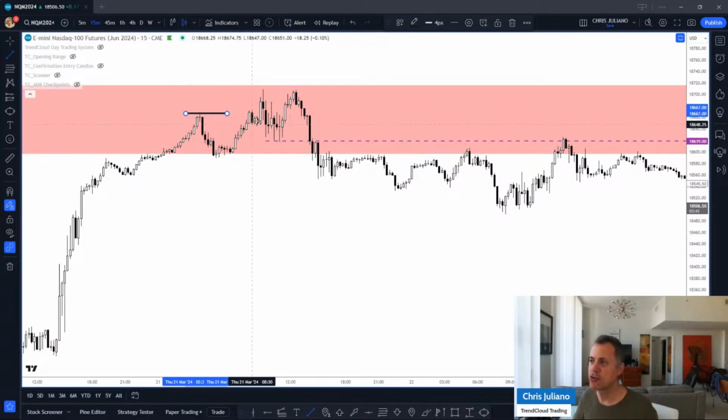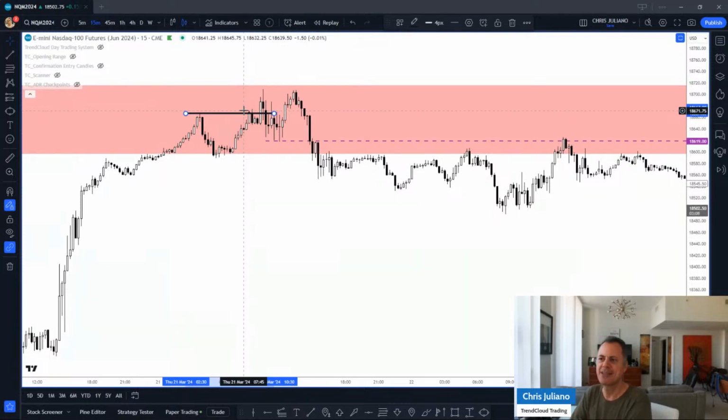Break above that previous high and closes above. So it has to break above and close above previous structure right here. See? Here's previous structure, break above, close above. Once you have a break above, close above, you just have to assume it's going to do it again. And if it does it again, you have to assume it's going to do it again.